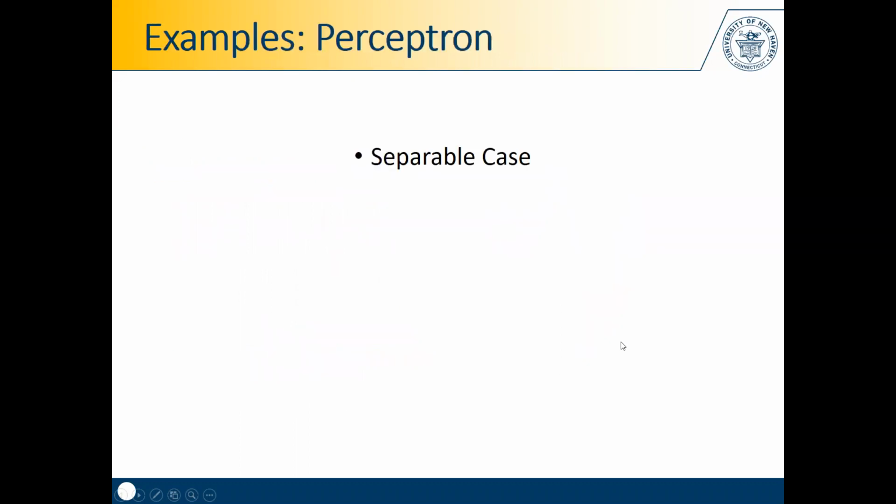Let's look at a quick example. Let's look at a separable case. Remember, the perceptron model is a linear model, so its decision boundary is a line. The model is always going to form a linear boundary. Now, this particular example is very helpful. Why? Because there's clearly a way to come up with a line that perfectly separates the two classes, the positive class and let's call this the negative class.